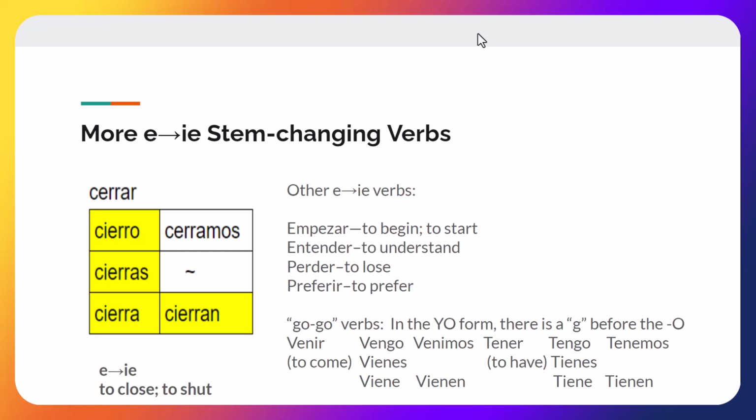All right, then we have the verb perder. Perder means to lose. Notice that in English we have the noun perdition. Perdition means the state of being lost. Well, perder, which also came from Latin, means to lose. It is E to IE stem changing. Let's do it. Pierdo, pierdes, pierde, perdemos, pierden.